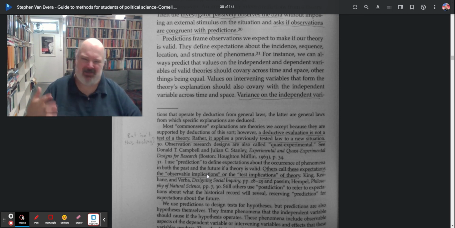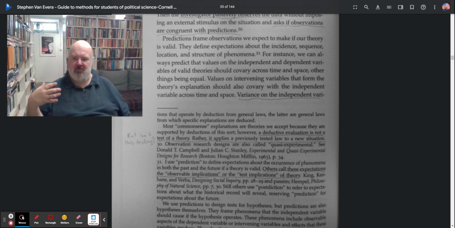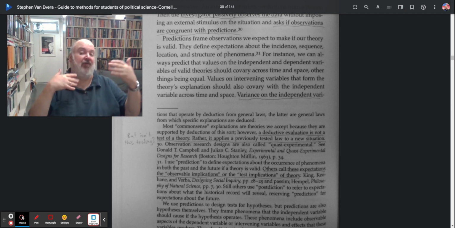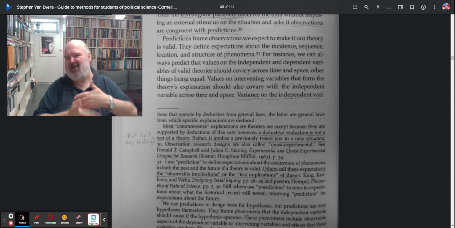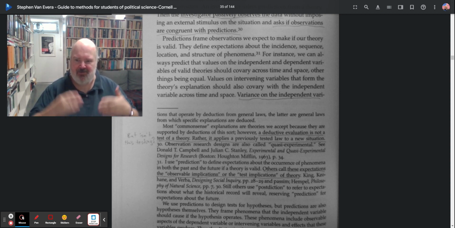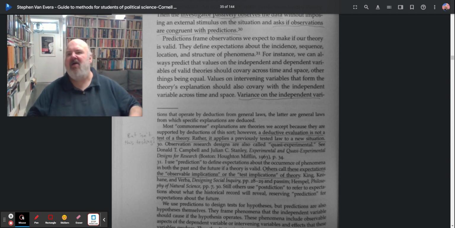Now, there's a whole discussion. He's using prediction rather than more technical terms, like he said here, that these are observable implications and test implications. Well, no, that's a prediction. In other words, you're making a claim. In other words, Van Evera prefers the simple term, and prediction is for the future and postdiction. No, that's just a neologism. So Van Evera says keep it.